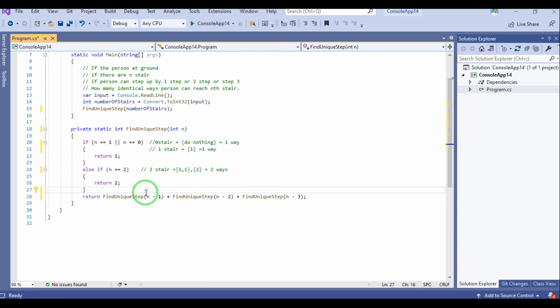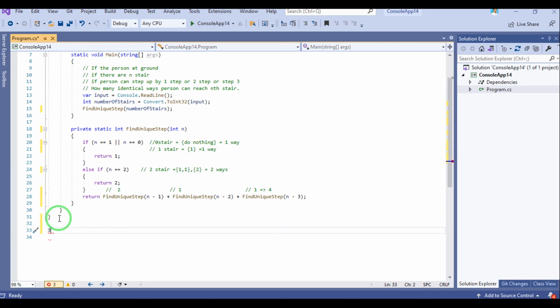So if the number of stairs is 3, so let's suppose we have 3 stairs. So how many ways? FindUniqueSteps n minus 1, that is 3 minus 1, so 3 minus 1 is 2. The number of ways is 2 for this one. And n minus 2, 3 minus 2, 1. When we pass the value 1, n equals 1, the unique ways returned is 1. And n minus 3, 3 minus 3 is 0. When n equals 0, then 1. So total number of ways: 2 plus 1 plus 1, 4.